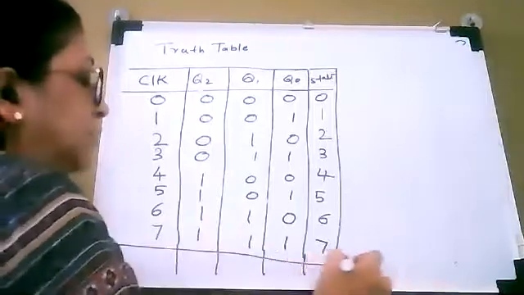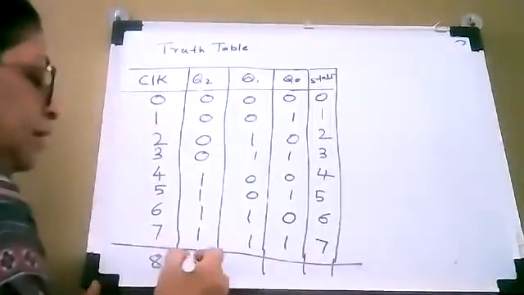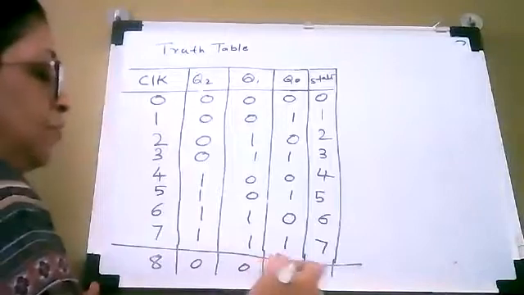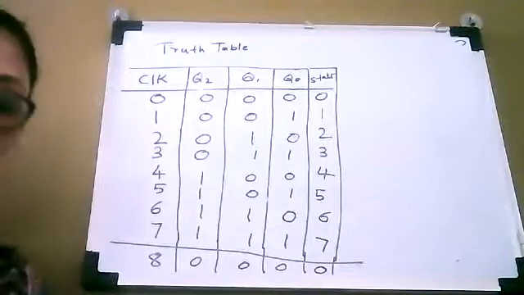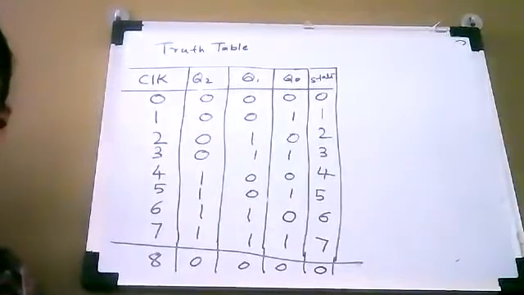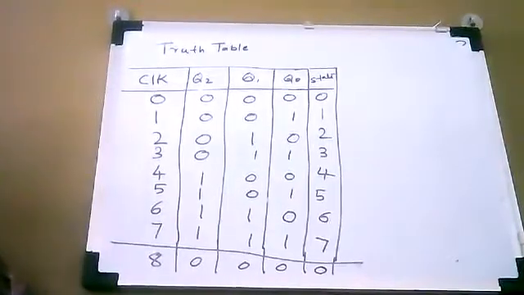And after this, after 7, again for the eighth clock pulse, you are going to have the 0th state back. So this is how we can write the truth table of this 3-bit up counter. So this is up counting starting from 0, going to 1, 2, 3, 4, 5, 6, 7 and back to 0. This counting is done in increasing order, and therefore this is called an up counter.